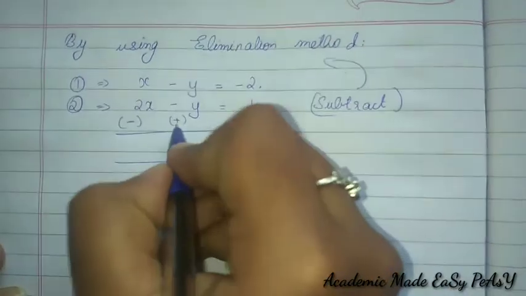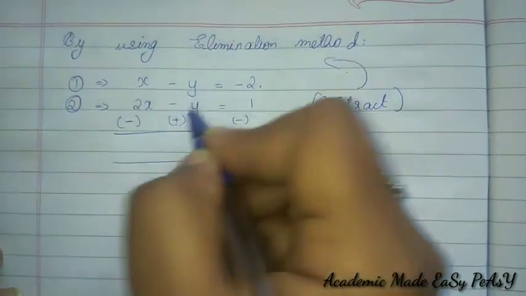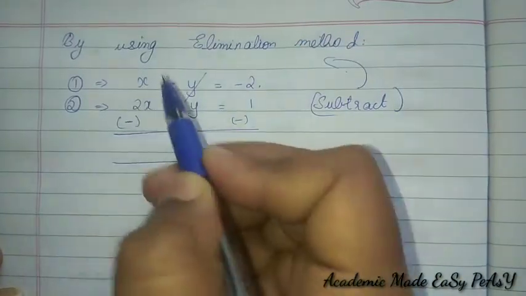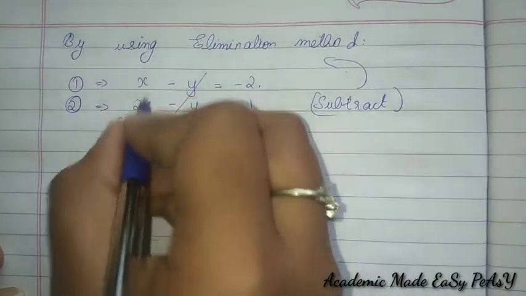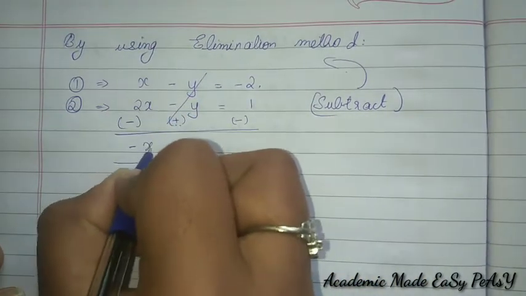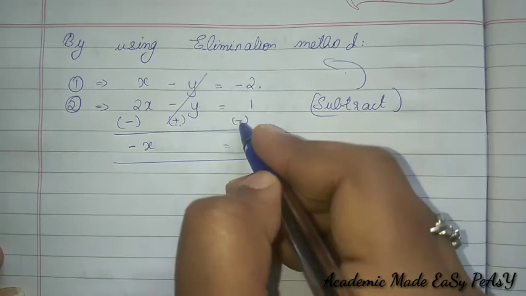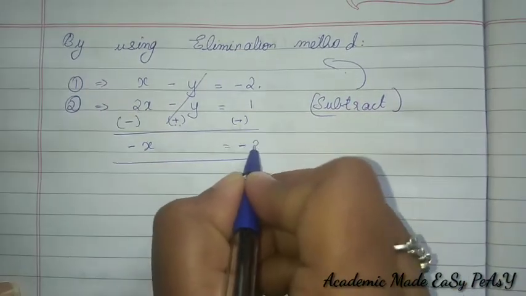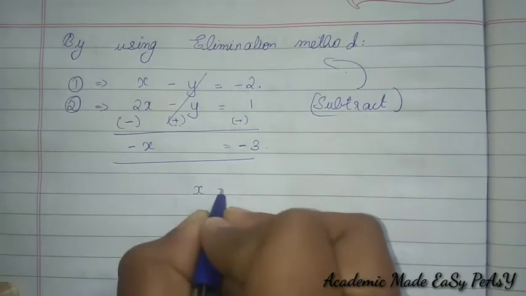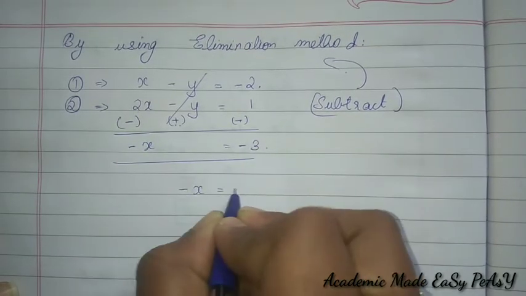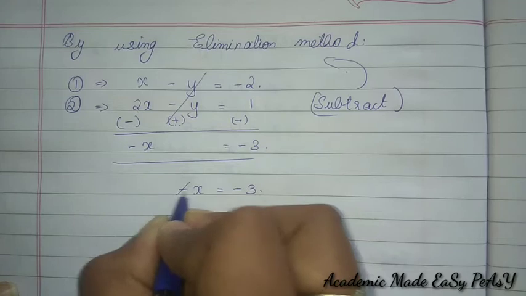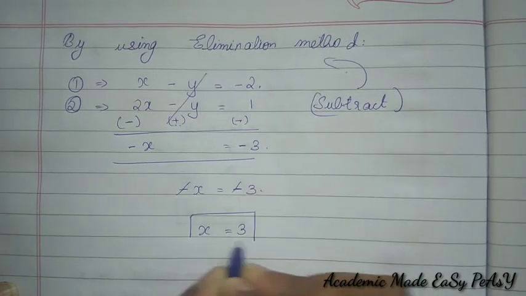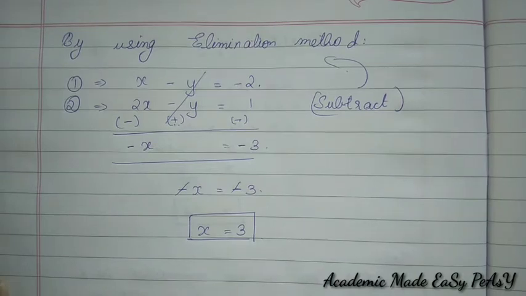So minus y and plus y get cancelled, and here x minus 2x is minus x, which is equal to minus 2 minus 1, which is minus 3. So minus x is equal to minus 3. Therefore minus and minus get cancelled, so x is equal to 3. This is the answer for x.